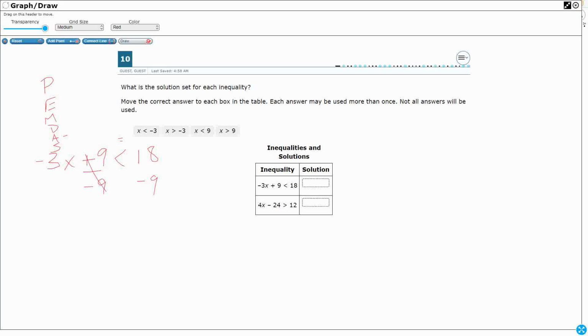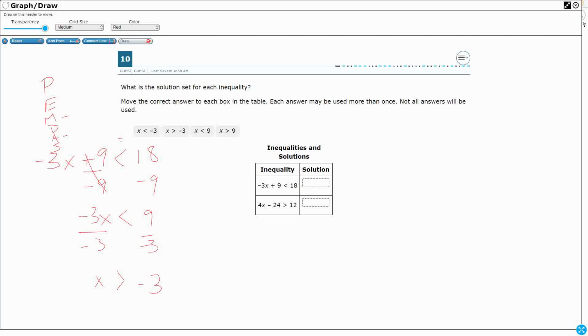That gets rid of the plus 9. It's negative 3x is less than, and then still a positive 9. Now, what's left is we're multiplying. We're multiplying by negative 3, and so we need to divide, that's the inverse, by negative 3. So negative 3 by negative 3 just gives us x, cancels out. Now here's the thing. Whenever you multiply or divide by a negative, it flips the inequality. 9 divided by negative 3, still going to be negative 3. So x is greater than negative 3.